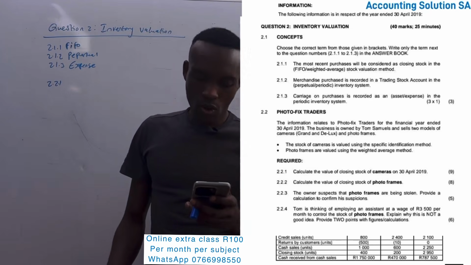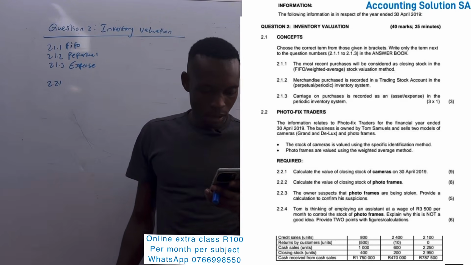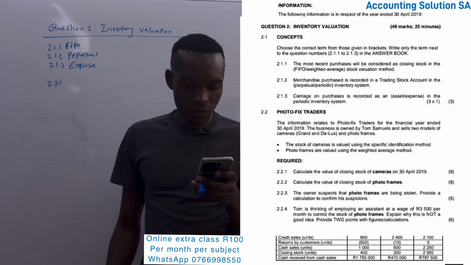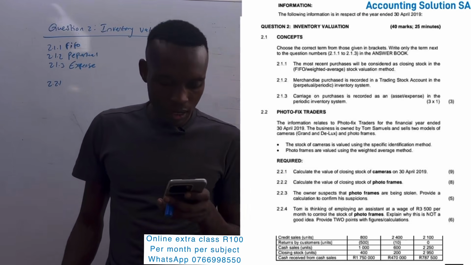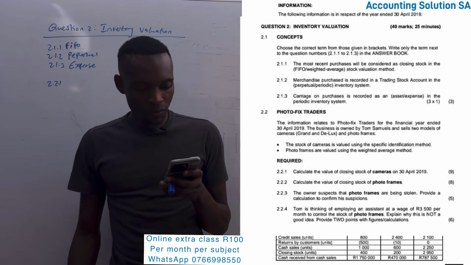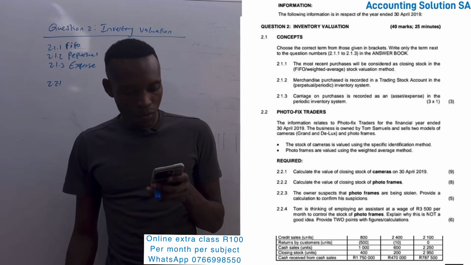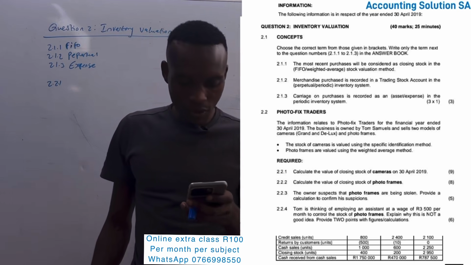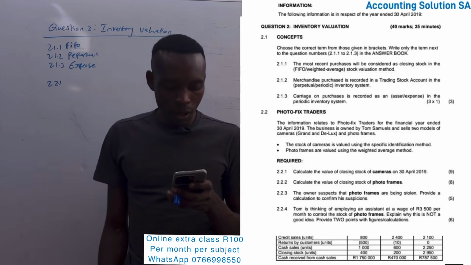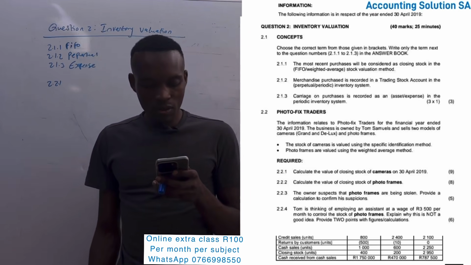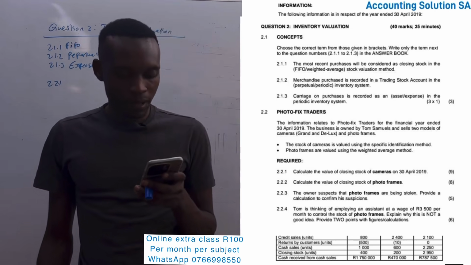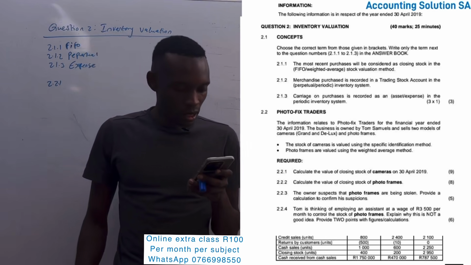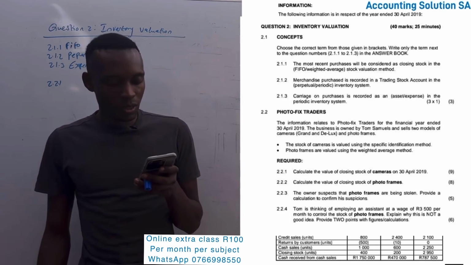Okay, now let's do our calculation, the main question. Number 2.2, Photo Fixed Traders. The information related to Photo Fixed Traders for the financial year ended 30 April 2019. The business is owned by Tom Samuel, and sells 2 models of cameras, which are Grand and Deluxe, and photo frames. Number 1, the stock of cameras is valued using specific identification. Okay, when you calculate the stock of cameras, you have to use specific identification. Then photo frames are valued using the weighted average method.